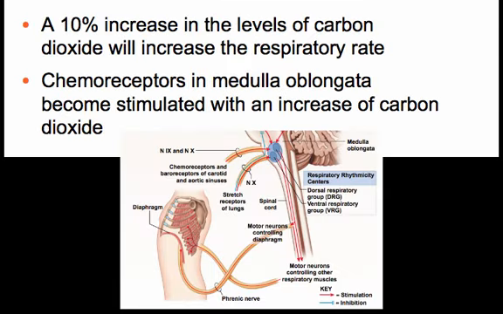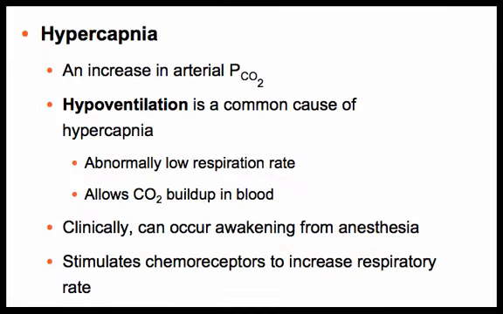The most important chemical regulator of respiration is carbon dioxide. A 10% increase in the level of carbon dioxide will increase the rate of breathing. The chemoreceptors in the medulla oblongata become stimulated with an increase in carbon dioxide. An increase in the partial pressure of carbon dioxide is called hypercapnia.